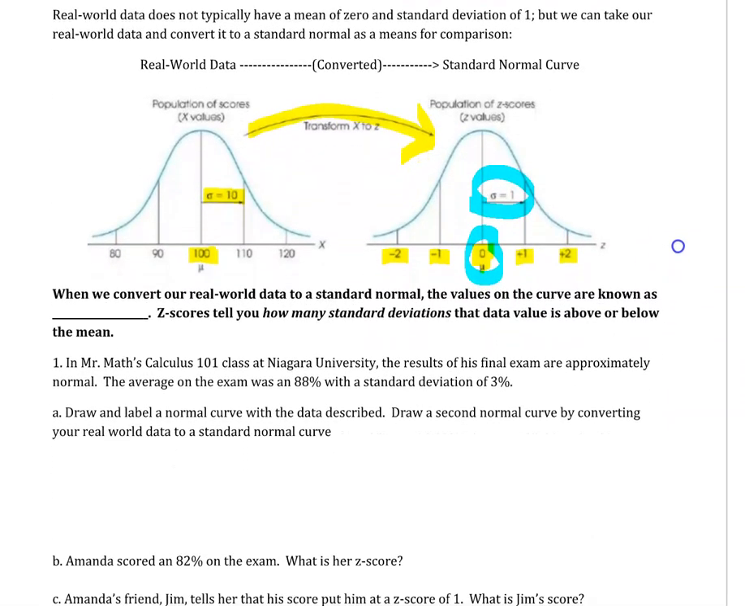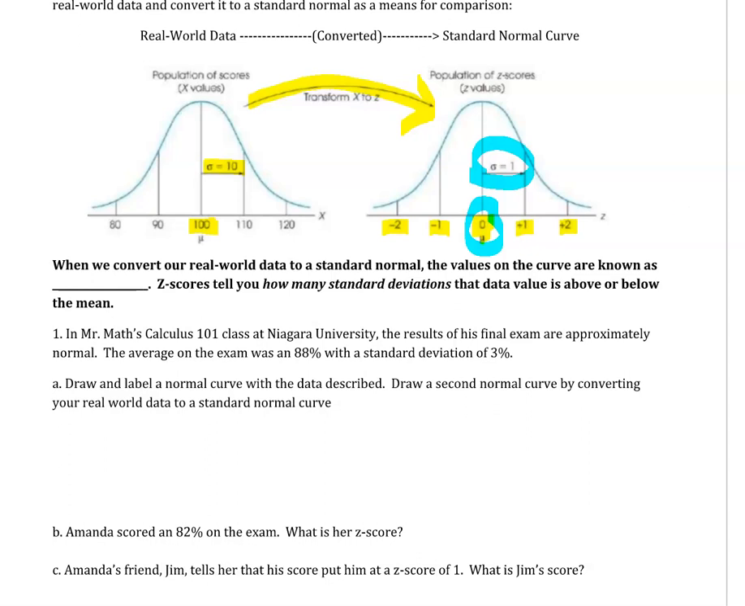Now, when we convert our real-world data to a standard normal, the values on the curve are known as z-scores, as I mentioned up above. So these values of -2, -1, 0, 1, 2 are z-scores. This just tells you how many standard deviations that data value is above or below the mean. So it's super easy. If you have a +1 as a z-score, that means you are 1 standard deviation above the mean. If you have a negative, that means it's below the mean. So like a -1 or a -2 is below the mean.